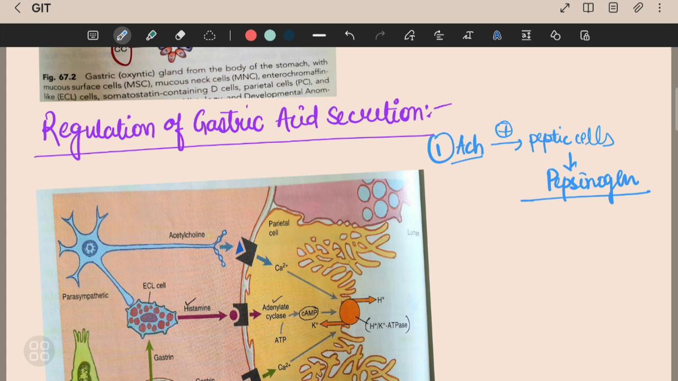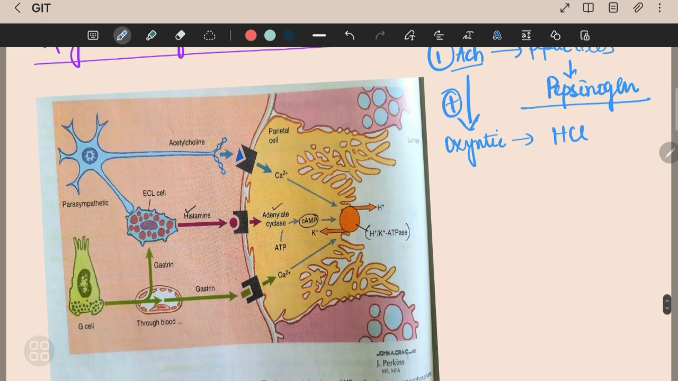Both gastrin and histamine will also stimulate secretion of hydrochloric acid by parietal cells and mucus. So pepsinogen is produced by the peptic cells, and from the oxyntic cells, ACh will stimulate the production of HCl. Parietal cells also have close association with enterochromaffin-like cells, which produce histamine. The released histamine will also stimulate secretion of acid, so histamine from the enterochromaffin cell will also stimulate oxyntic cells for HCl production.